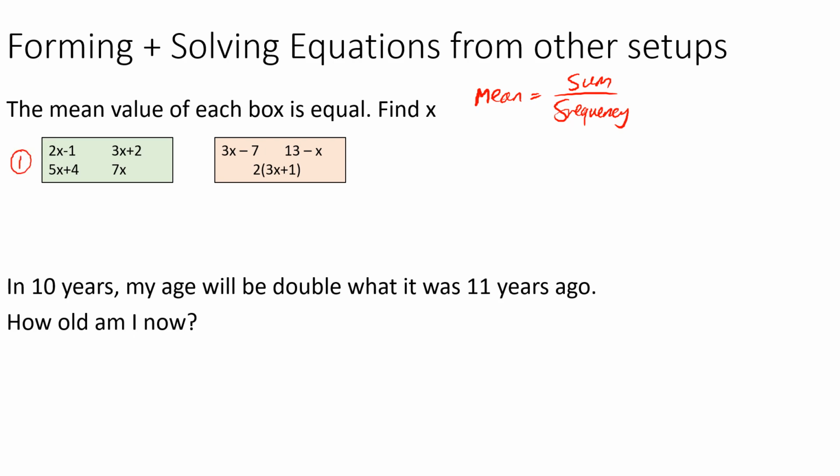Well, let's just collect the terms. 2x and 3x and 5x and 7x. Well, that all adds up to 17x. Minus 1 plus 2 is 1, plus 4 is 5. So that total is 17x plus 5.